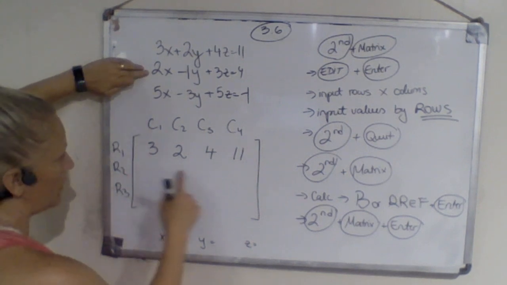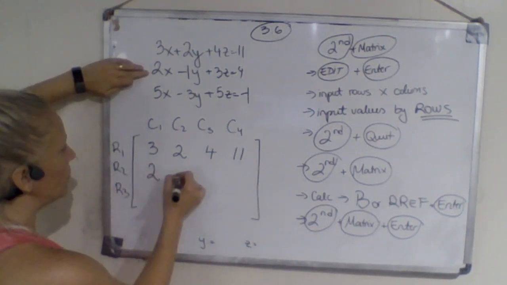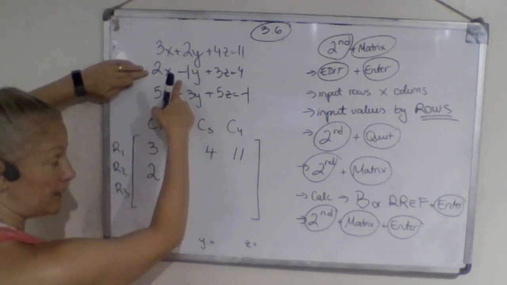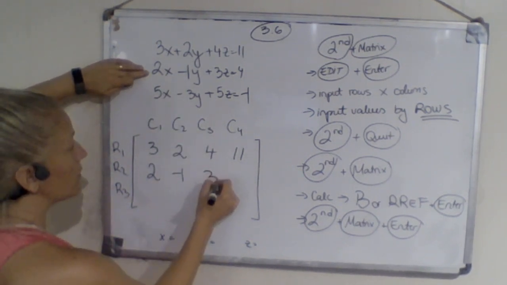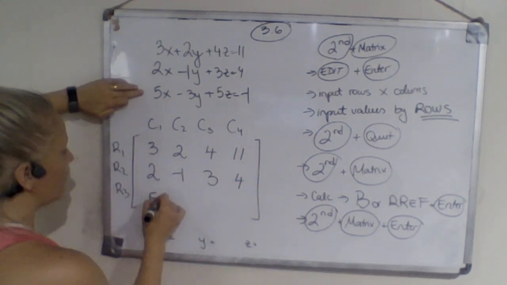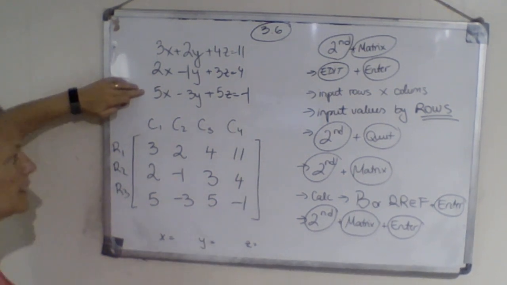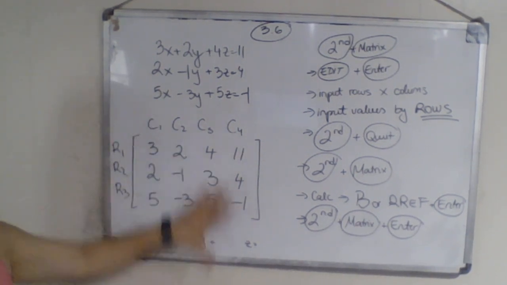I'm moving to the second one on the second row. We keep them under the columns. 2, negative 1. That's why I told you write a 1 there so you know there's a number there. 3, 4, and for my third and final row, 5, negative 3, 5, negative 1. I now have my matrix.